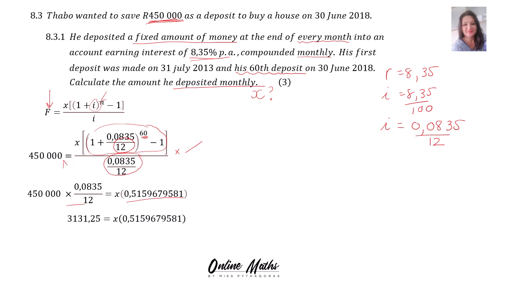When you multiply the 450,000 with that, you get 313.25. No rounding off. We divide 0.5 with this whole amount here. I did it there for you. And then your X is 6,068 Rand. And then where's the marks? The marks are 3 marks for choosing and substituting into the correct formula for your I value, and then 1 mark for your final answer.